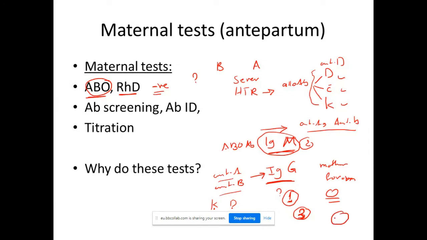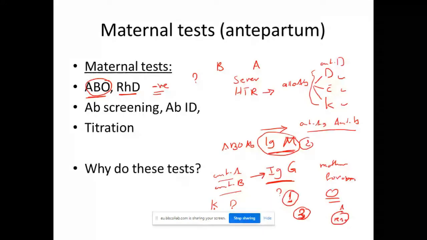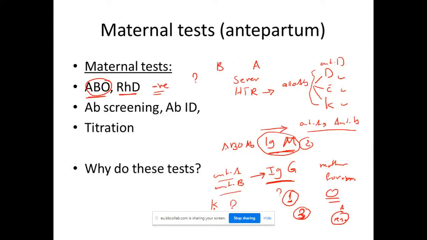Can you remember this is the RBC? The ABO antigen is present on the surface of the RBC, but also present at different places, isn't it? Do you remember, where are the A and B antigens present?